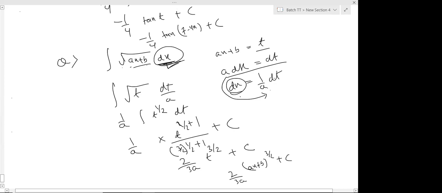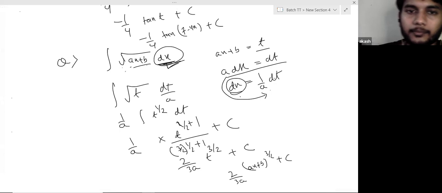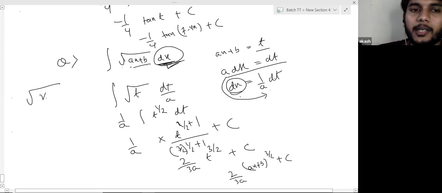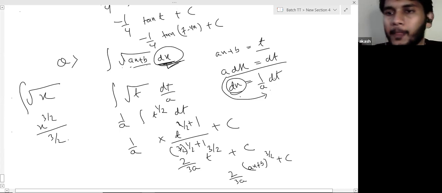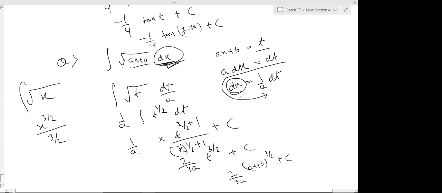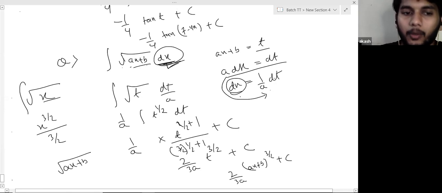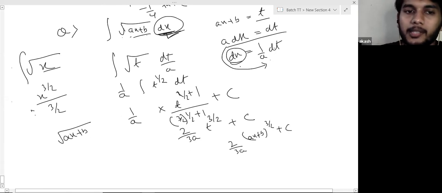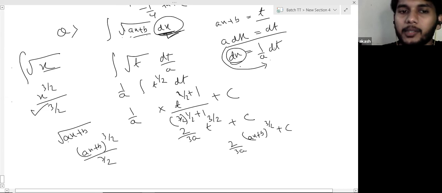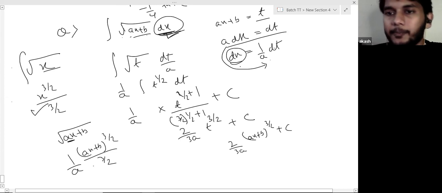Yes, sir. All right. Now there is a trick also. Suppose you have integration of under root x. So we know this is x to the power 3 by 2 upon 3 by 2, right? Yes, sir. So if you replace x with a linear quantity, meaning ax plus b, then all you have to do is the same integration, ax plus b to the power 3 by 2 upon 3 by 2, and just divide with the coefficient of x, 1 by a. This will be the answer. You can use this directly.